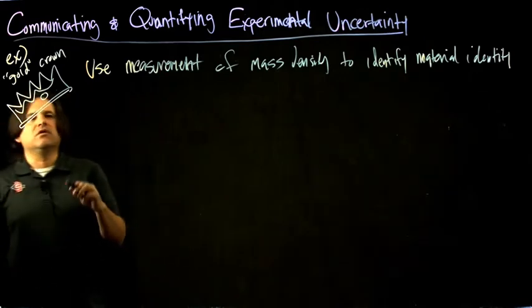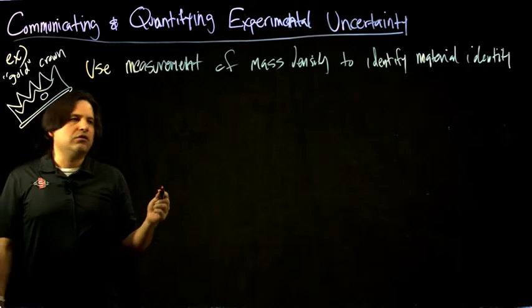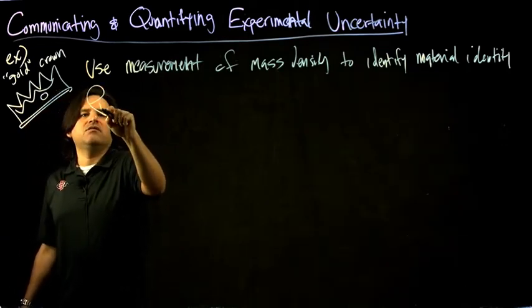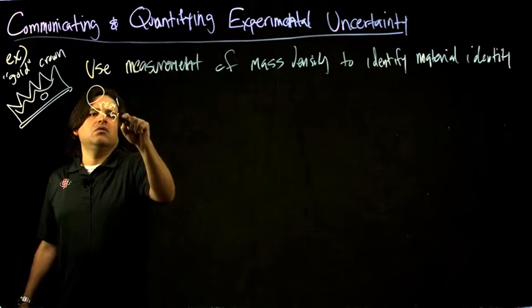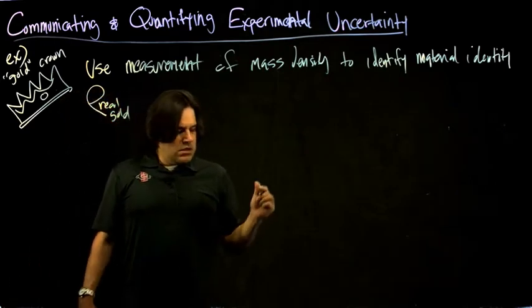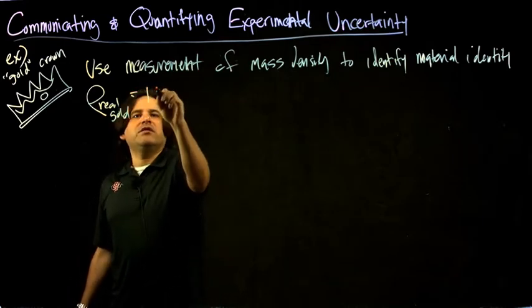Is this real gold? Is this real gold or fool's gold? So the density of real gold, 14 carat or so, is 15.5 grams per centimeter cubed.